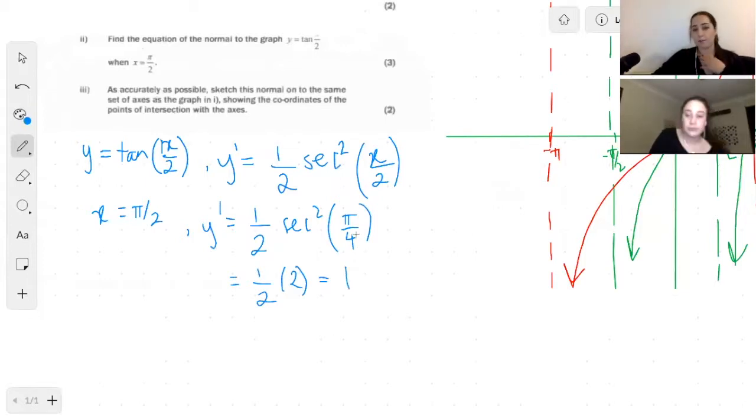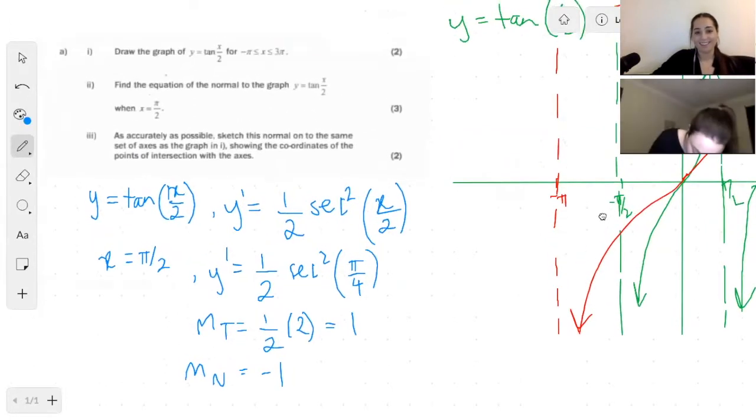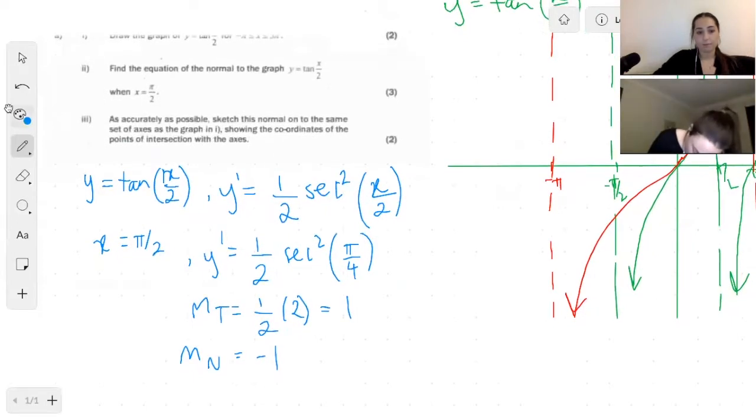So that's the gradient of what? Tan x on 2, the original. That's the gradient of the tangent of the original at that point. So it's -1 because it's of the normal. Yeah, good. So y minus 1. Oh no, we have to find the y-intercept. What do you say x was? x is pi on 2 over 2. So tan pi on 4. And tan pi on 4 is 1. That's correct.